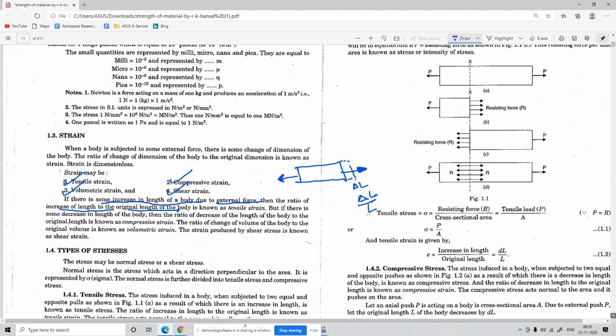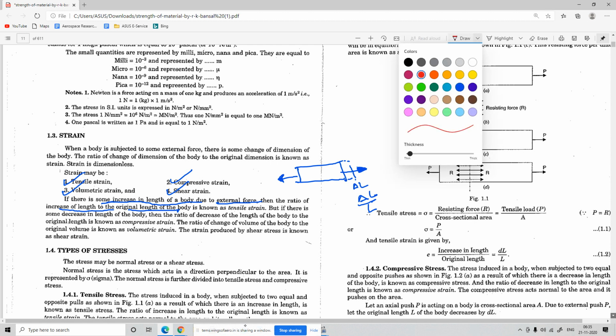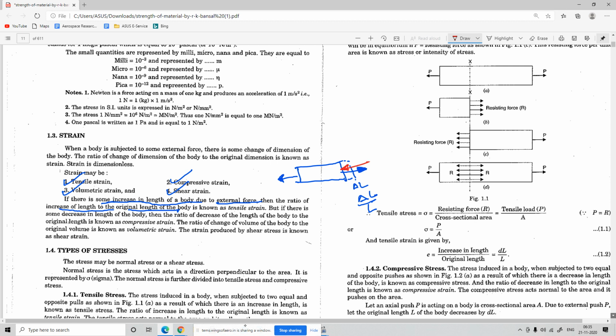Now compressive is just the opposite. When there is a compression load, due to that there will be some decrease in length. So the ratio of this decrease in length by the original length will give you the compressive strain. Next was the volumetric strain. By the name itself you can understand that you have to find the change in volume by the original volume of the body.